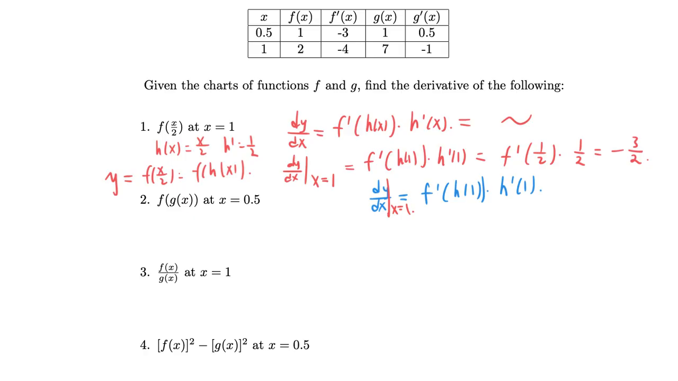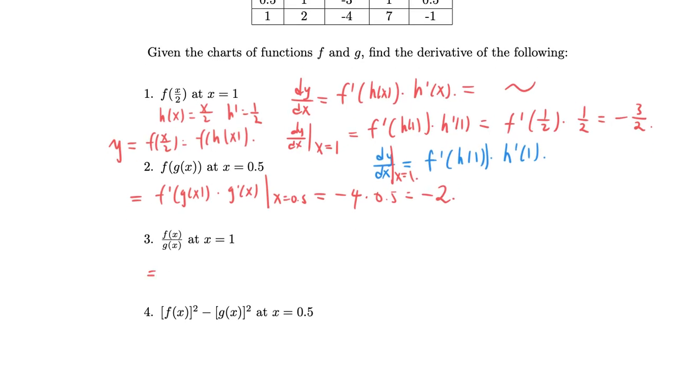For this next one, we can just write this as f prime of g of x times g prime of x evaluated at x equals 0.5. And this is equal to, so g of x is 1 and f prime of 1 is -4. -4 times g prime of 0.5, that's 0.5. So this is equal to -2.